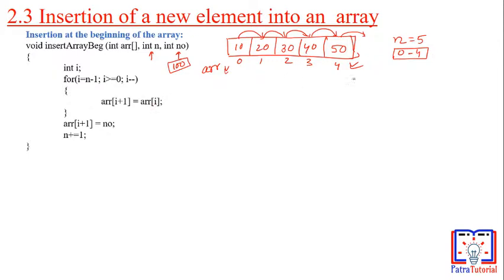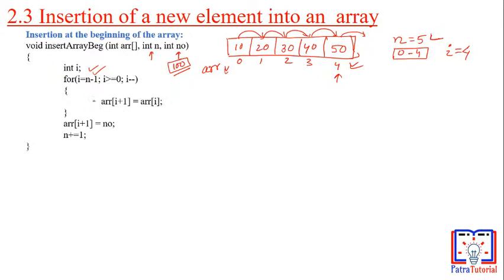We have the element which will be inserted, that is 100, and the size of the array is 5, and there is one variable called I. We are declaring one variable here, I. Now in the for loop I am initializing the value of I. I equals n minus 1, n equals 5 right now, so 5 minus 1 equals 4. I is 4, that means this index.